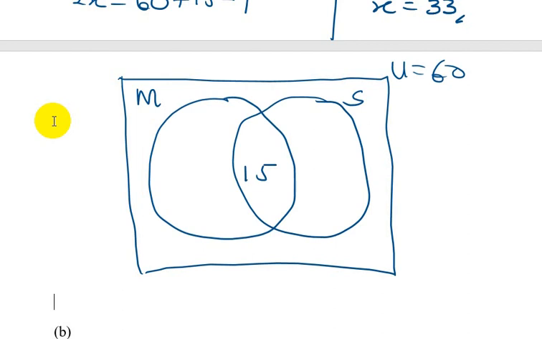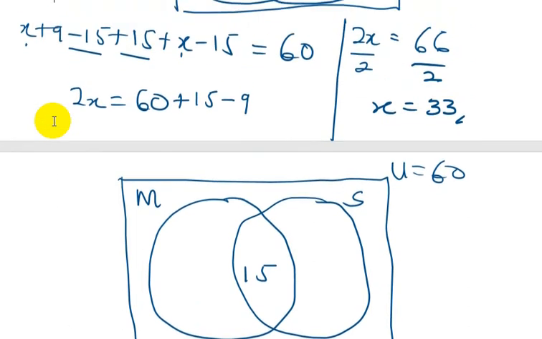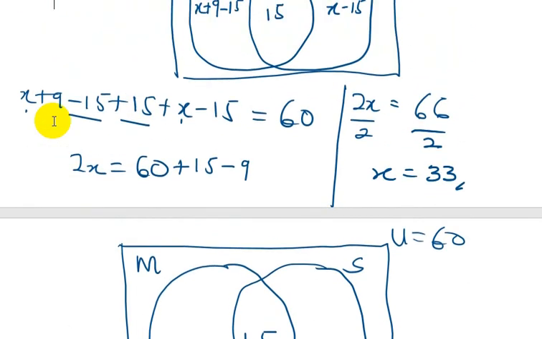Now let's look at the math only side. The math only is x plus 9, so it's x plus 9 plus 15, sorry, minus 15, right?